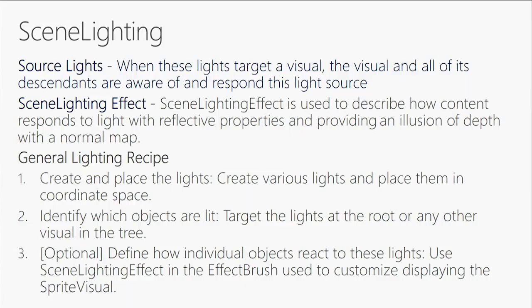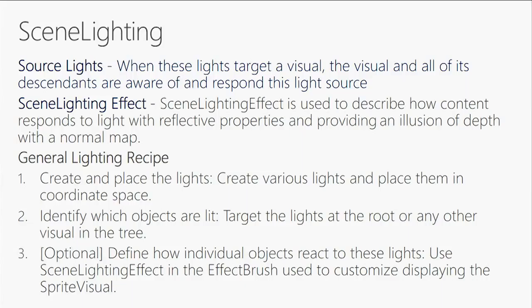Like all of our other effects, you can animate the light's properties, so you will see light pass through the visuals as light moves around on screen. In addition to the lighting effect, we also have a scene lighting effect. This is an effect that's used to describe how content responds to light. It explains its reflective surfaces, as well as the ability to support a normal map, which will give texture and depth, so light will fall off the images and content as it moves around the scene.